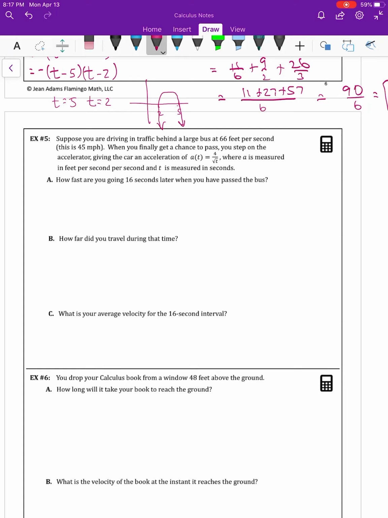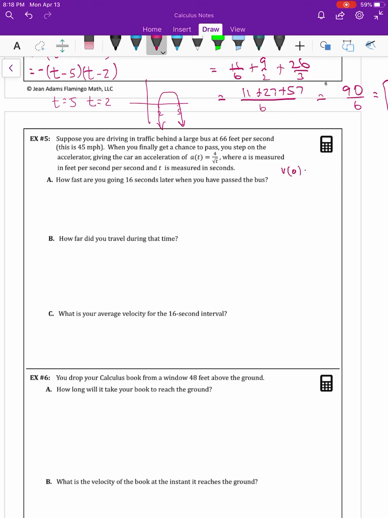All right, example number 5. Suppose you are driving in traffic behind a large bus at 66 feet per second. This is 45 miles per hour. When you finally get a chance to pass, you step on the accelerator, giving the car an acceleration of a of t equals 4 over the square root of t, where a is measured in feet per second squared, and t is measured in seconds. How fast are you going 16 seconds later when you have passed the bus?